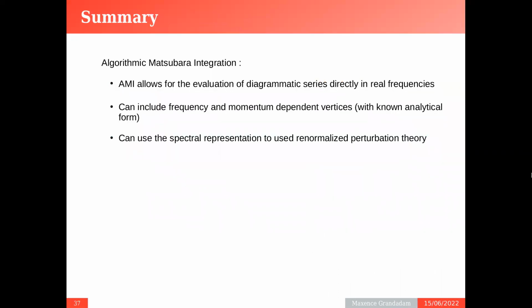To summarize what I've presented, algorithmic Matsubara integration is a technique that allows for the evaluation of diagrammatic series directly in real frequency, which is, I think, the main advantage it has over other diagrammatic techniques. Here I've worked with a Hubbard model and Hubbard interaction, but you can possibly include frequency and momentum-dependent interaction vertices, if you know an analytical form for it, so that it can be treated in the same way in the AMI. And we can also use spectral representation to include self-energy directly in the electronic Green's function, for example, and get some sort of bold diagrammatic expansion.